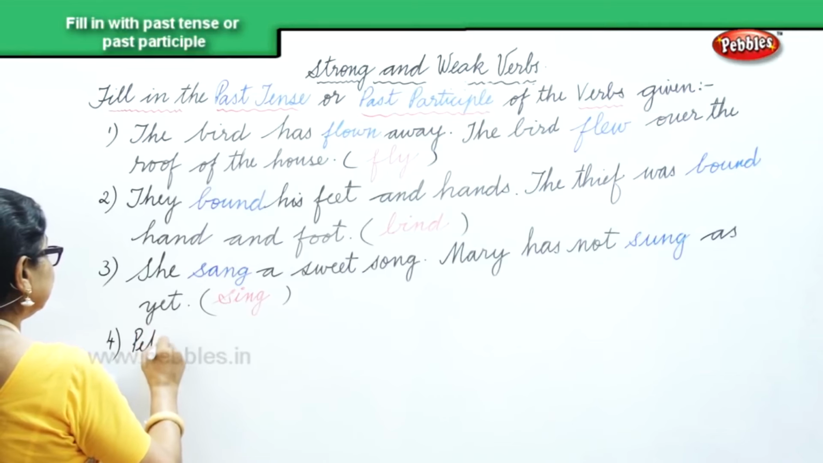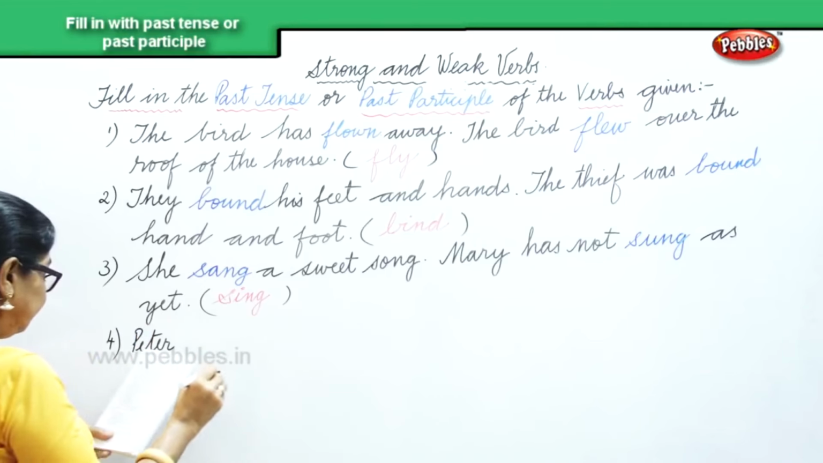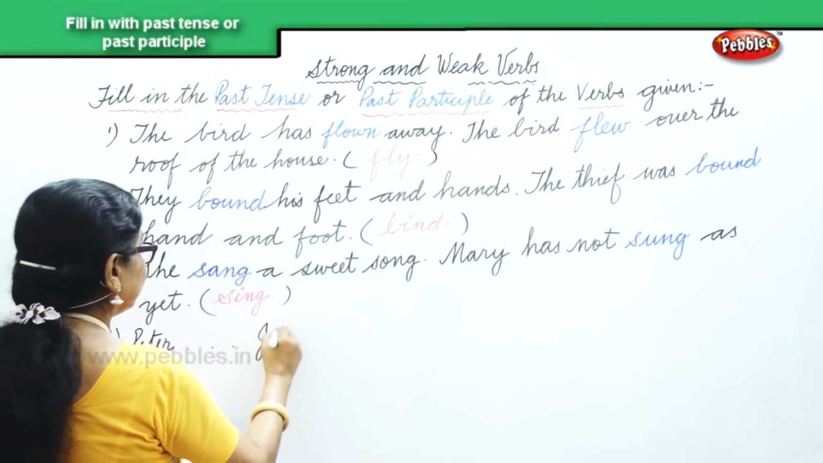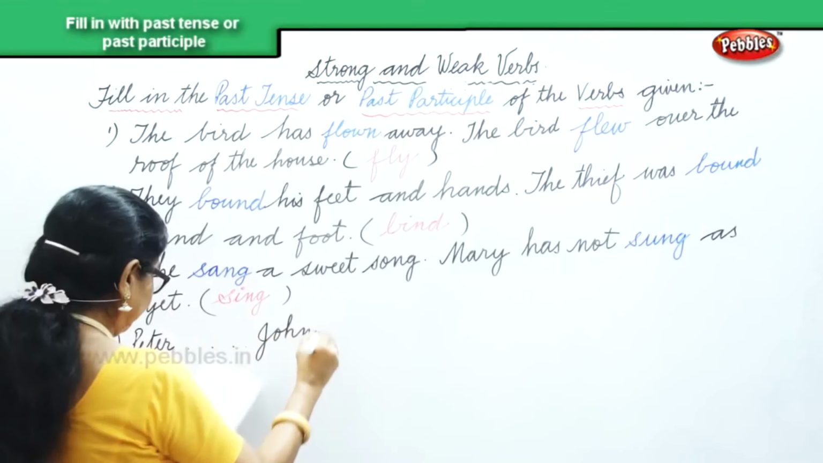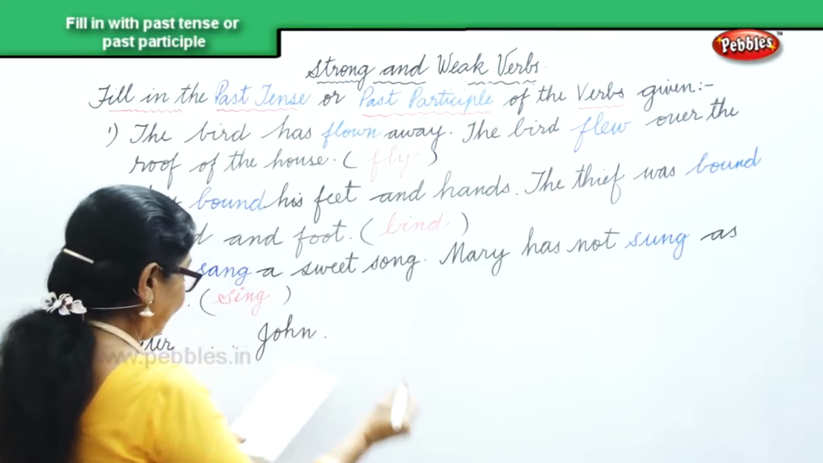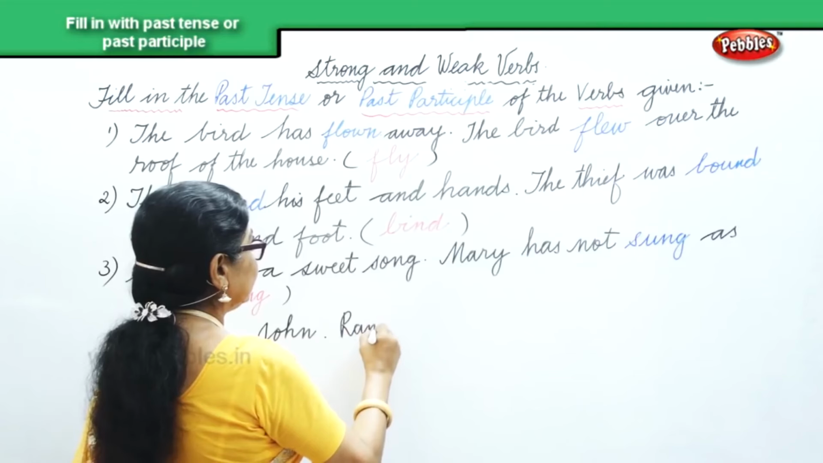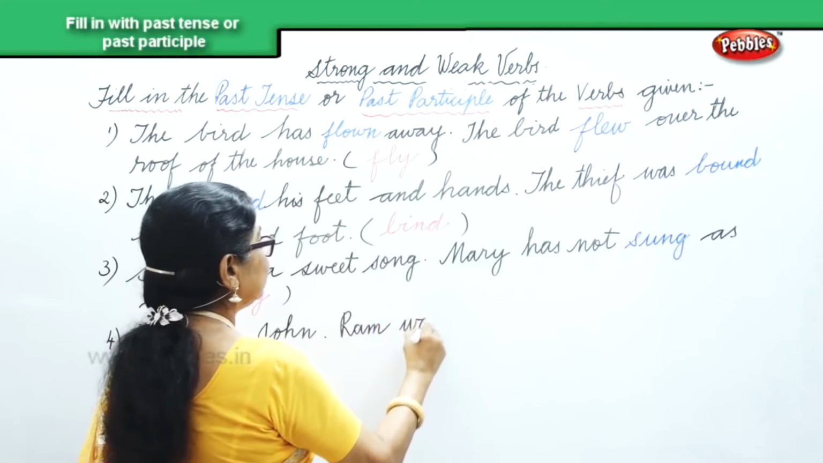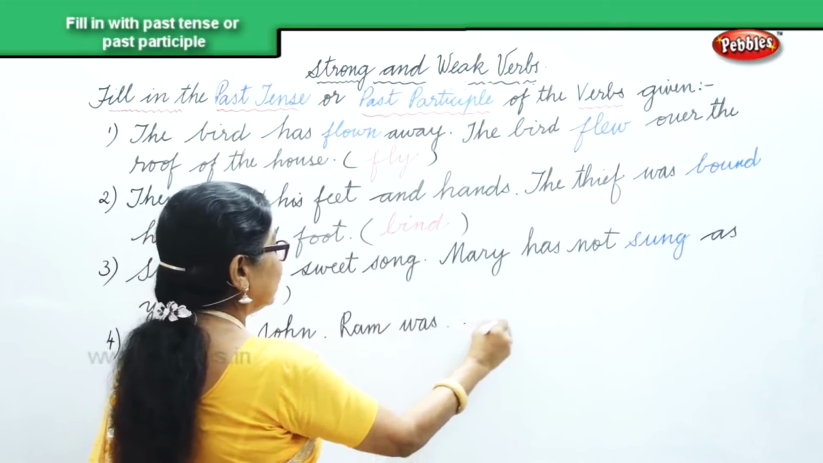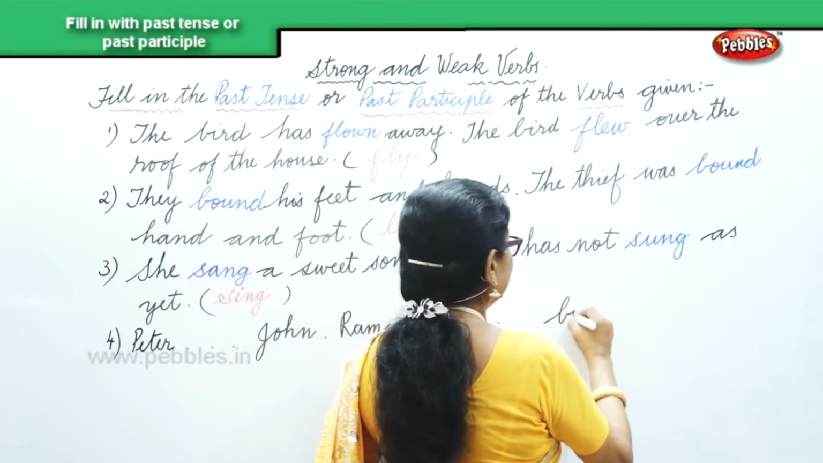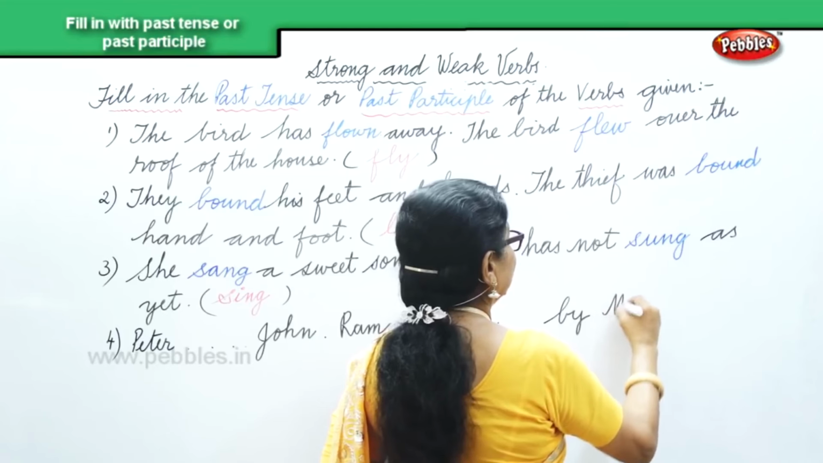Peter dash John. Okay. Ram was dash by Mohan.